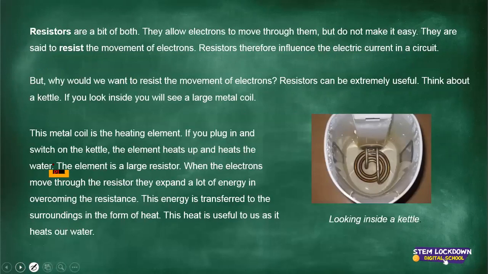Okay, so now you can ask yourself the question, are resistors basically insulators or are they conductors? Does it conduct electricity or does it stop electricity? So the answer is that it's a bit of both. They allow electrons to flow through them, but it doesn't make it easy. It actually resists the movement of the electrons. So the resistance basically influences the electric current flow.